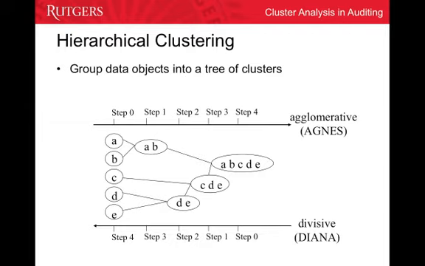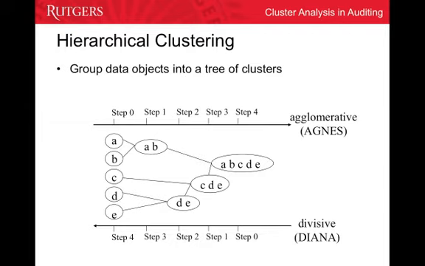Another approach to generate hierarchical clusters is called divisive. This one starts with one all-inclusive cluster, like at the top of the tree, and at each step, it splits the cluster until only single clusters of individual points remain. In this case, we need to decide which cluster to split at each step.